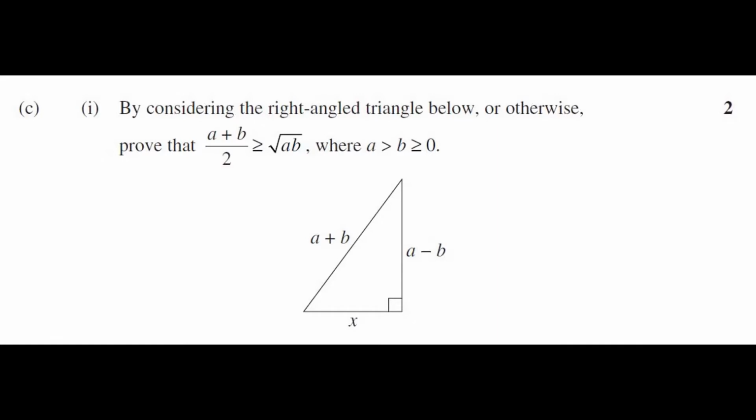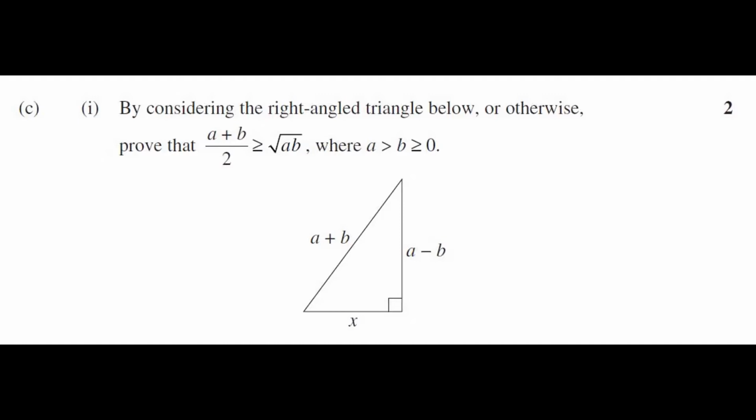A student has sent through this question, which comes from the 2020 Extension 2 Math HSC exam, question 13. So we're looking at 13C Part 1. This question tells us, by considering the right-angled triangle below or otherwise, prove that a plus b on 2 is greater than or equal to the square root of ab, where a is greater than b and b is greater than or equal to 0. And then we've got a little diagram here to help us think about it.